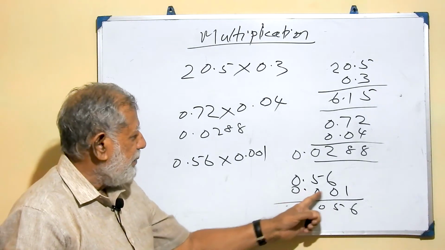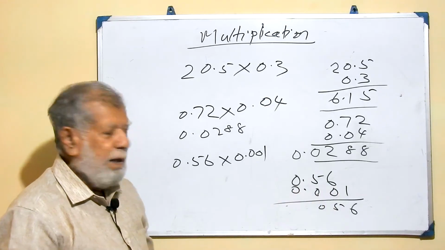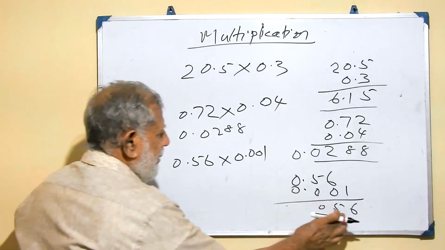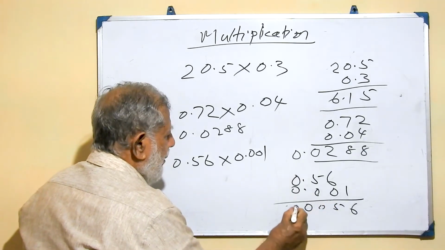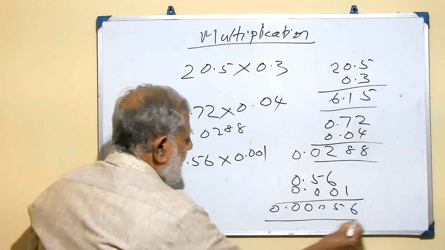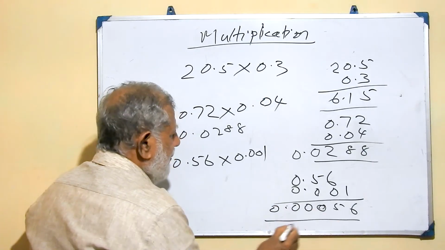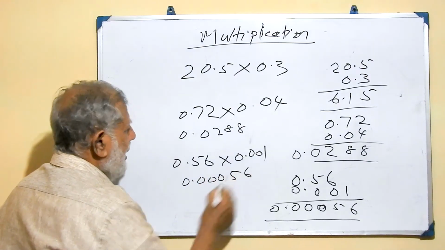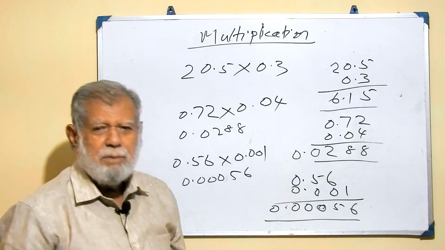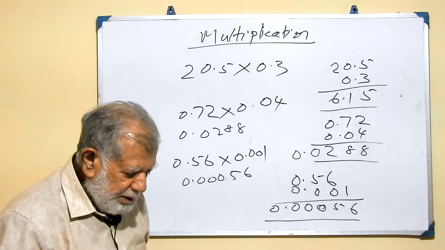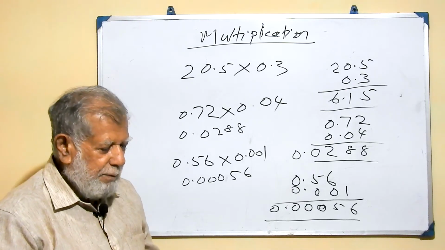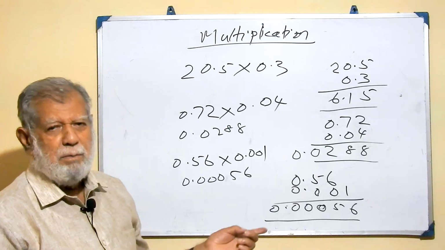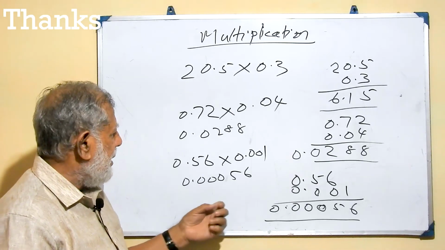Now here we have altogether 3 here and 2 here, 5. There should be 5 decimal places in the answer. So we have here 1, 2, 3, 4, 5. So the answer is 0.00056. 0.00056 is the answer. So all the sums are multiplied like this, children, in decimals. When multiplying, you have to be very careful. You have to count the decimal numbers and write the decimal point accordingly.